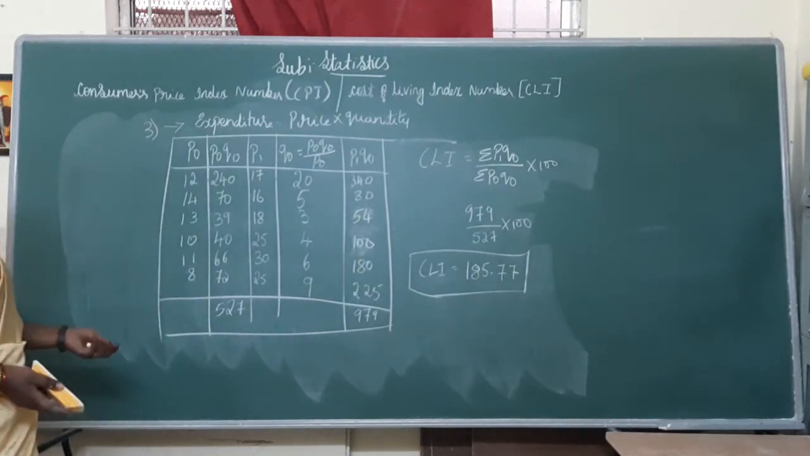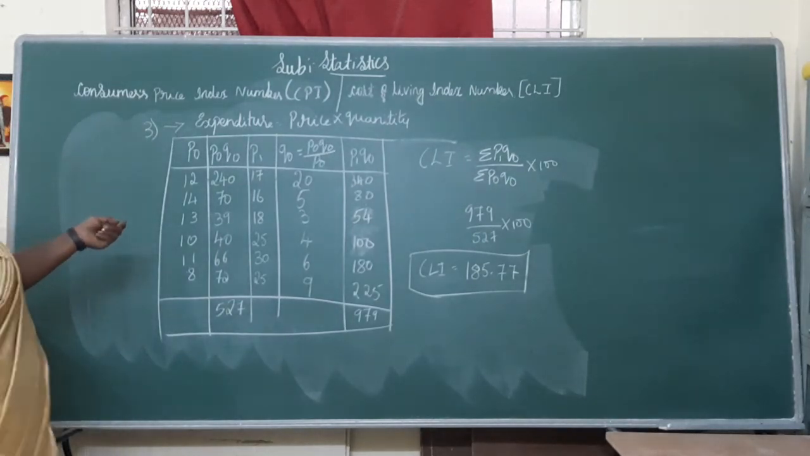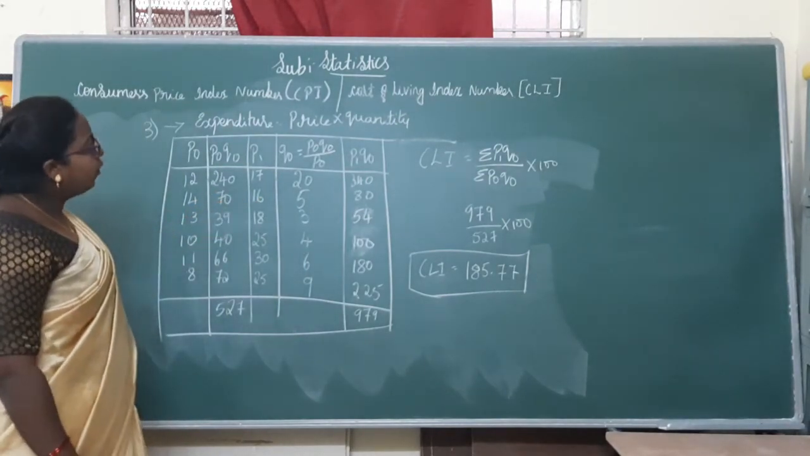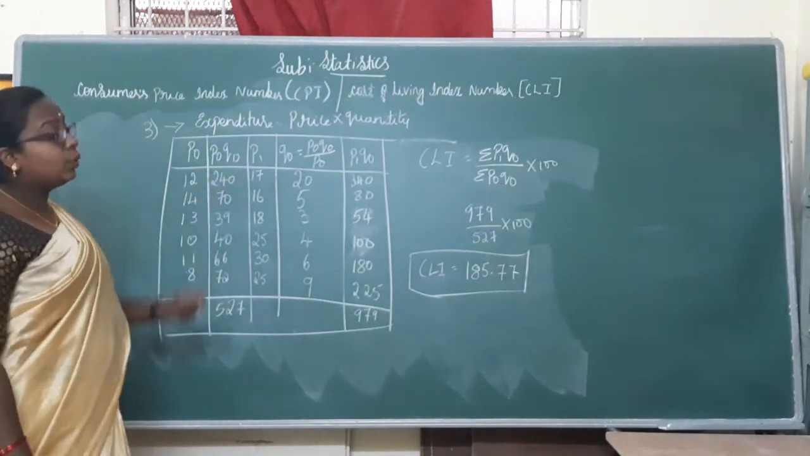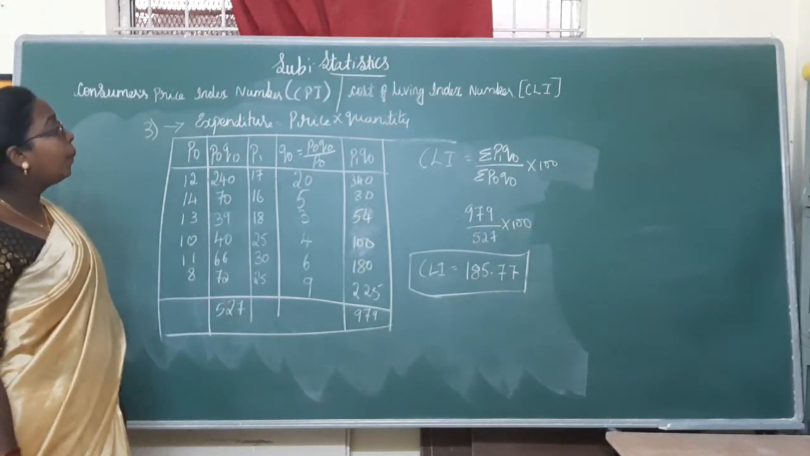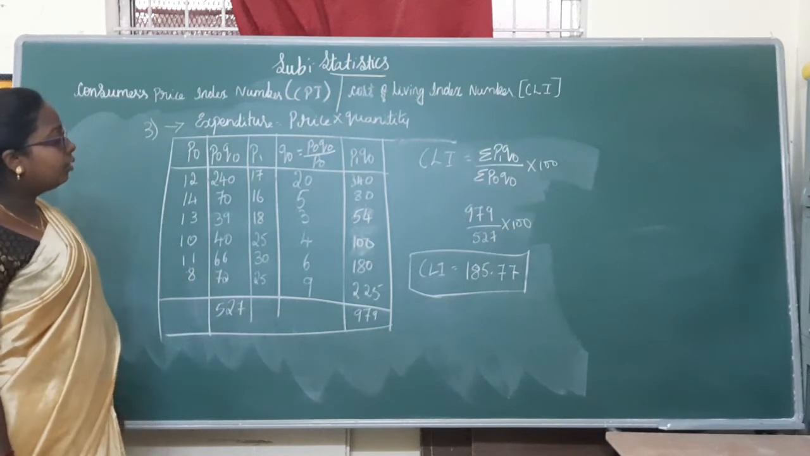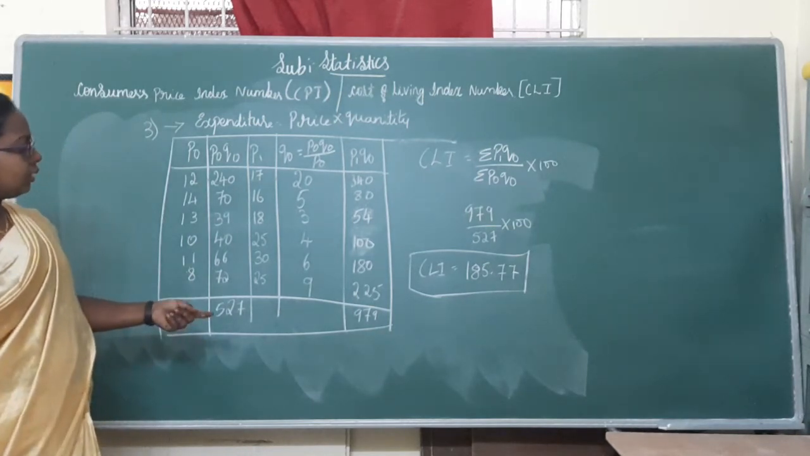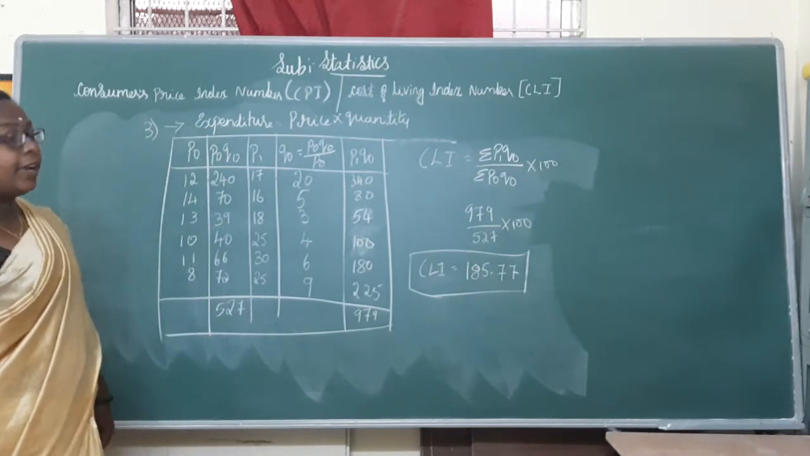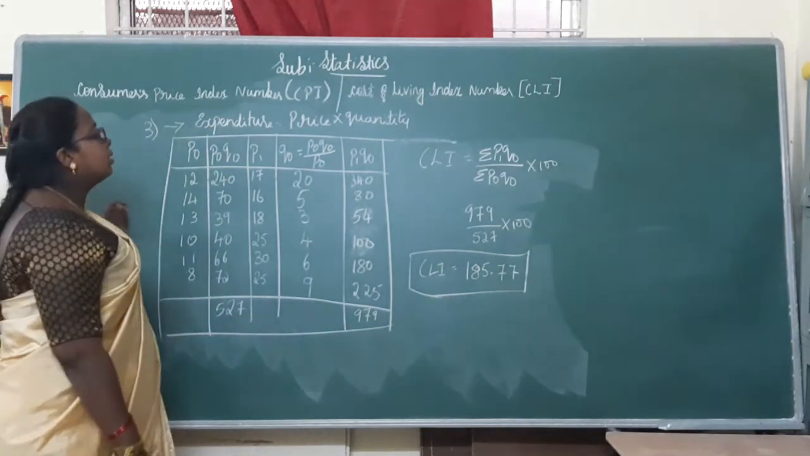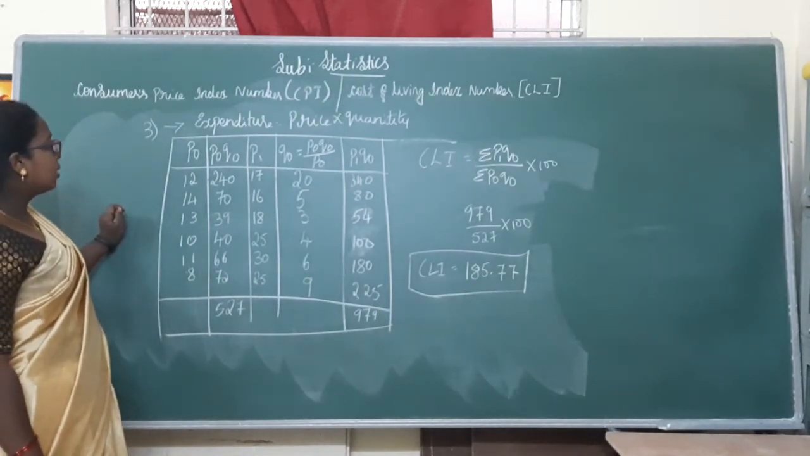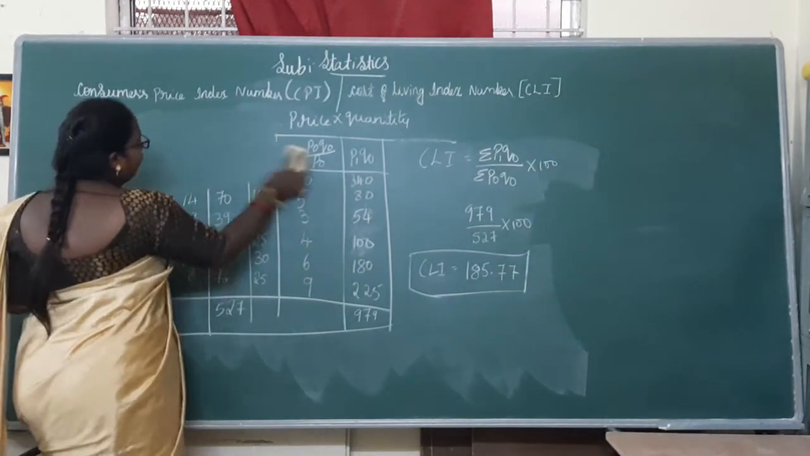So your third problem we did. We had P0, then we had P0 Q0, we had P1, we found Q0, then we took the next entry, that is P1 Q0, then we took the total of everything, we substituted the formula, and we got 185.77. So this is your third problem. Next, moving on to your fourth one.